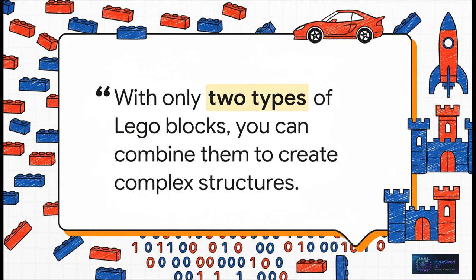This is my absolute favorite way to think about it. Imagine you have a bottomless bin of Lego blocks, but you only have two kinds, say red ones and blue ones. At first, that sounds kind of limiting, right? But you'd quickly realize you can combine them to build anything, a car, a castle, a whole city. Binary is exactly like that, but for information.